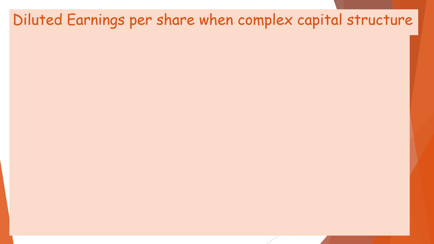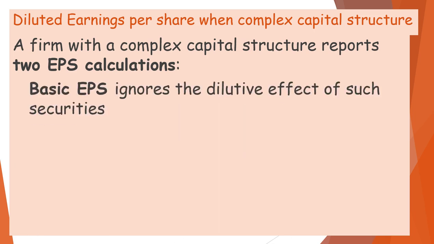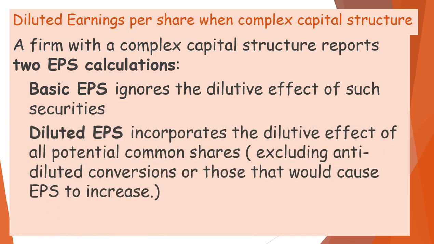Now, diluted earnings per share under a complex capital structure. A firm with a complex capital structure reports two earnings per share figures. Basic, where you ignore the dilutive effect, and diluted earnings per share, which incorporates the dilutive effect of all potential common shares, excluding anti-dilutive conversions, or those that would cause earnings per share to increase. So diluted earnings per share can never be higher than basic earnings per share. That's really what that's saying.